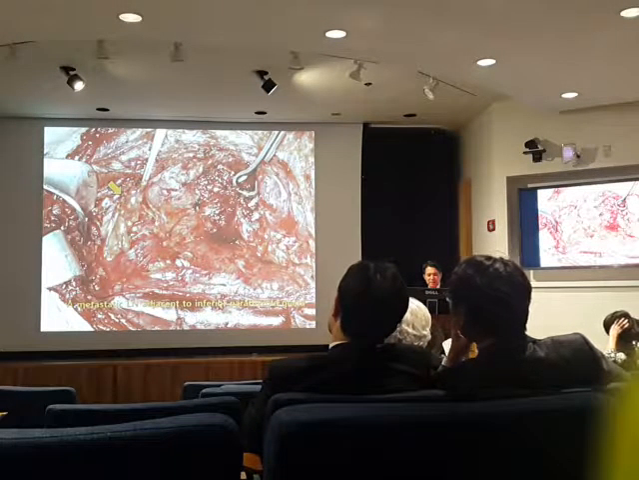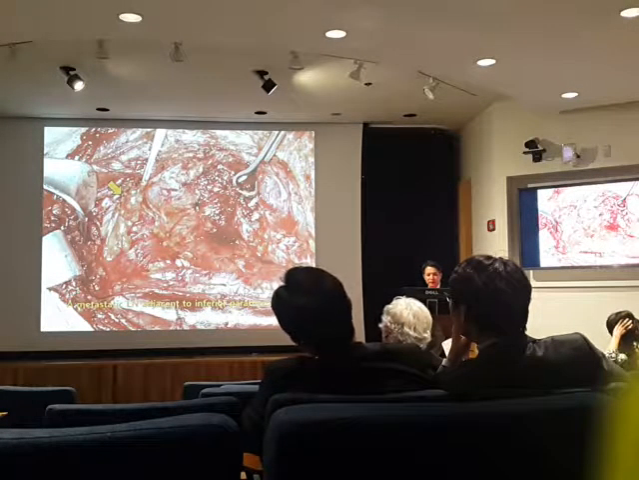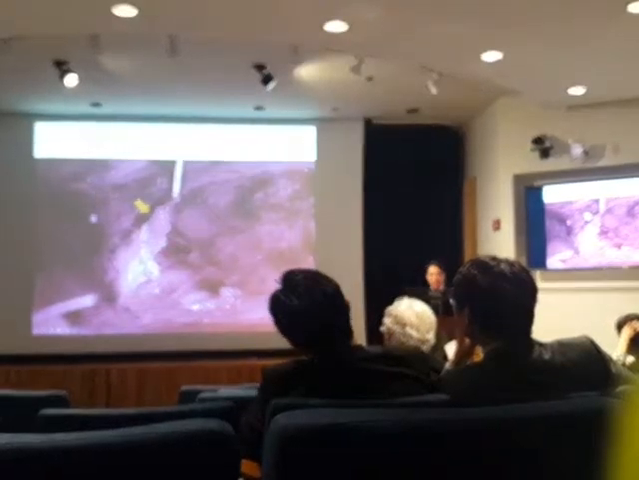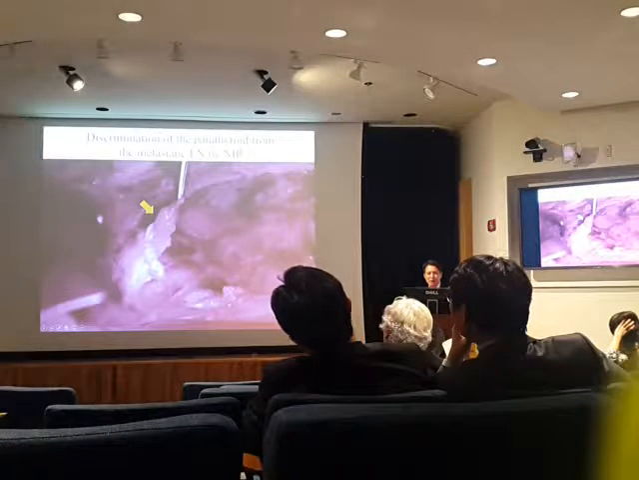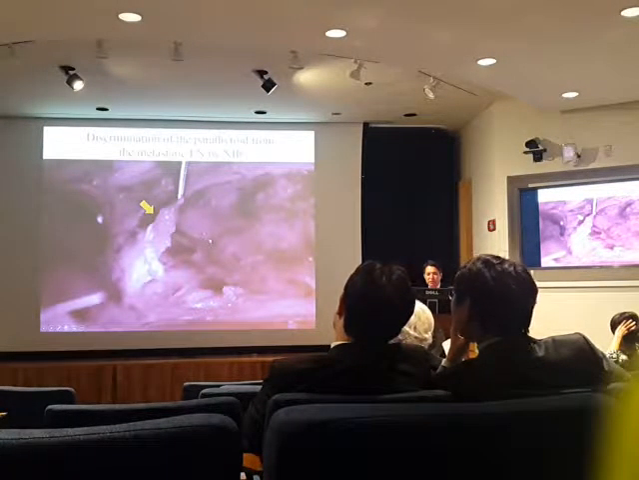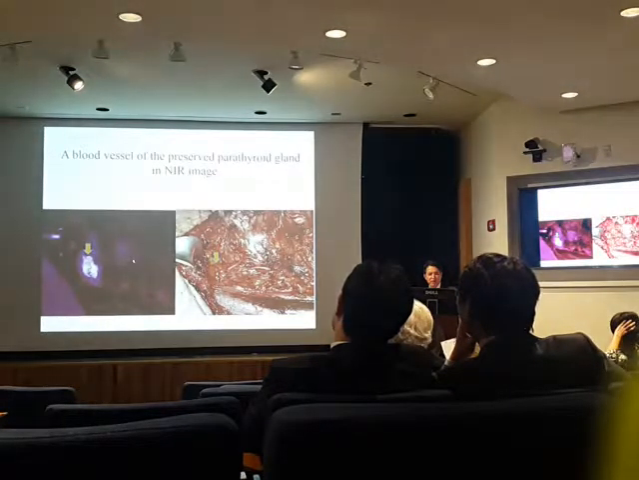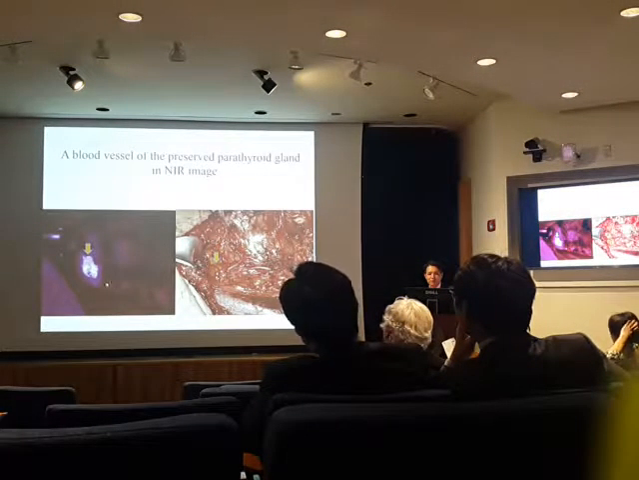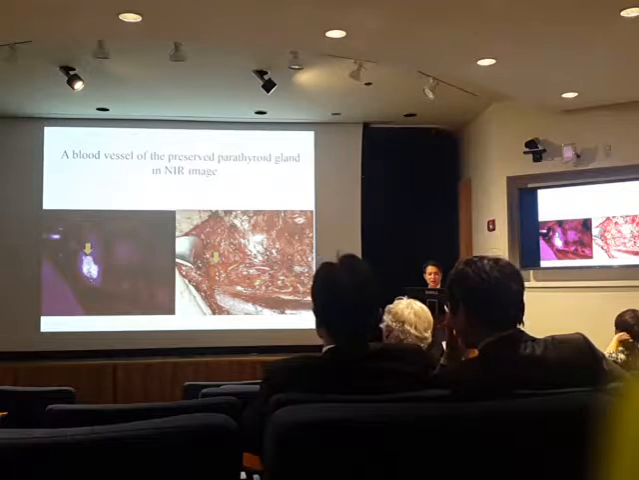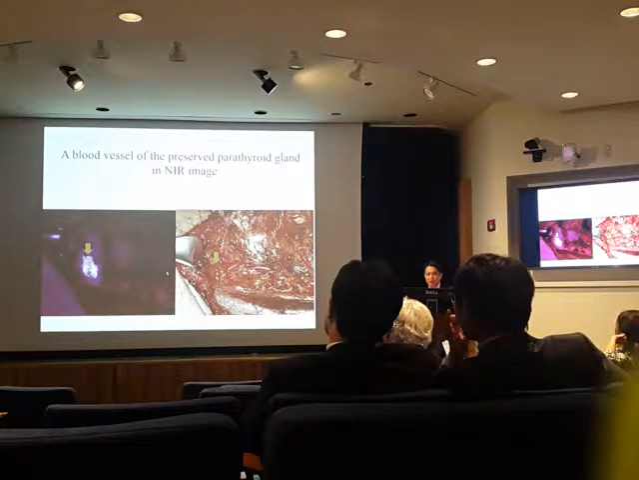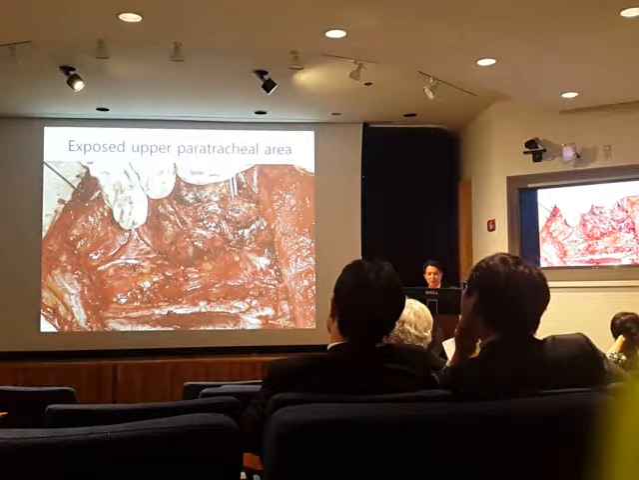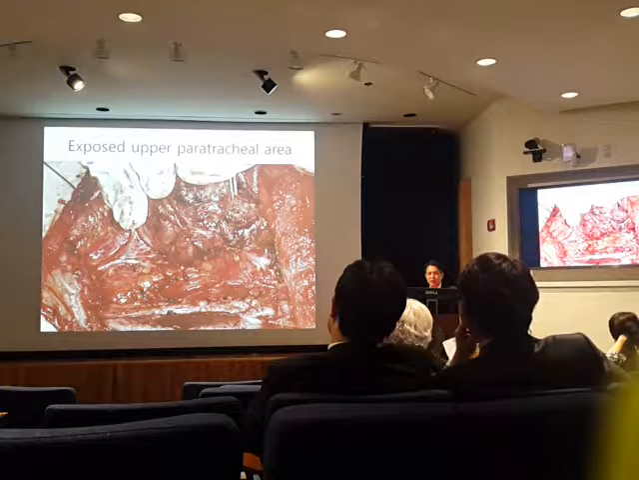And this is a metastatic lymph node just adjacent to the inferior parotid gland. And NIR could discriminate the parotid gland from the metastatic lymph node like this. And this shows a blood vessel of the preserved parotid gland. It's a very fine structure. We could get it. And we exposed the upper paratracheal area like this.